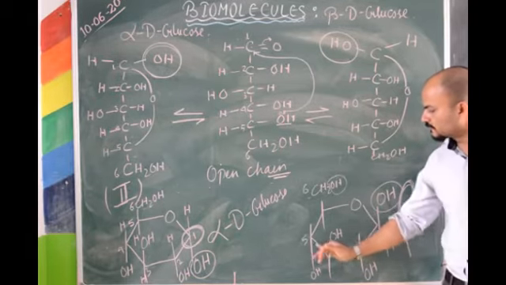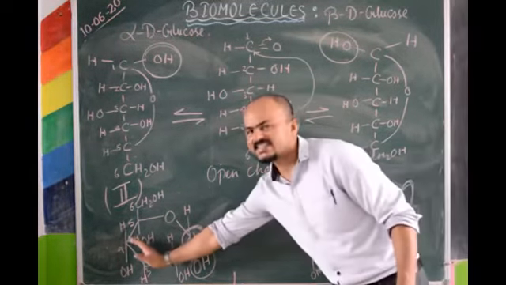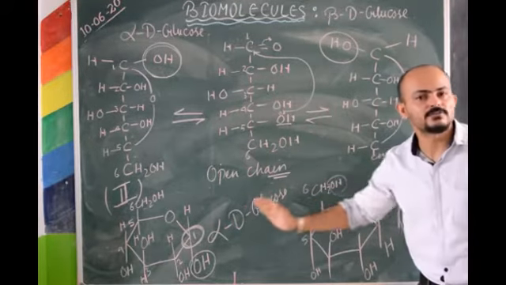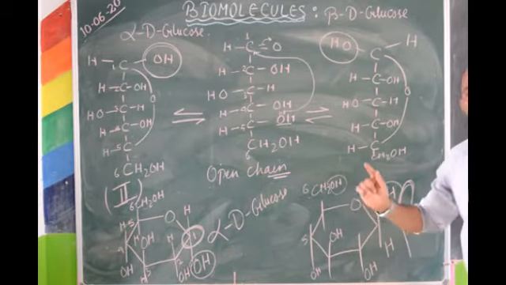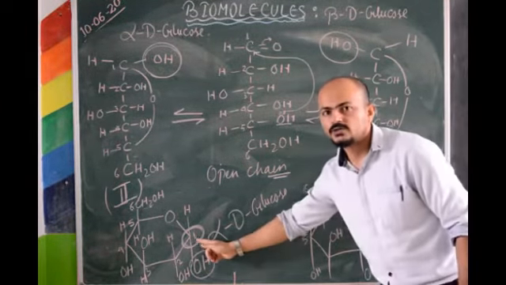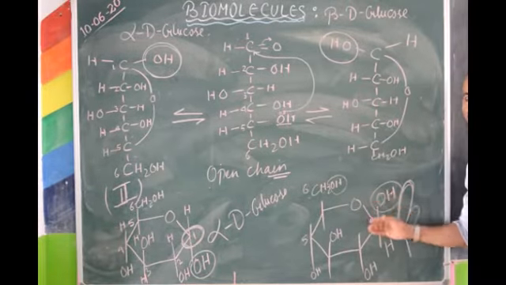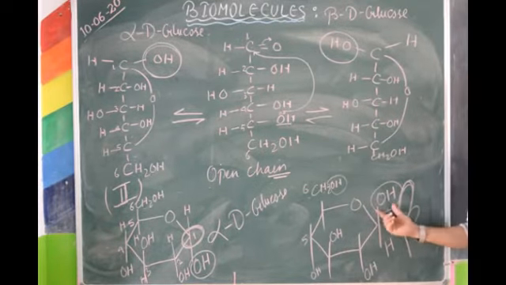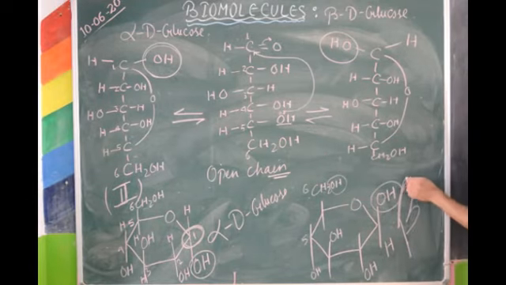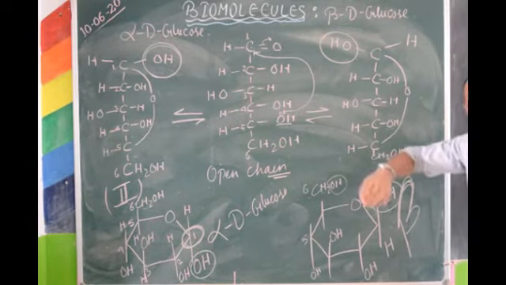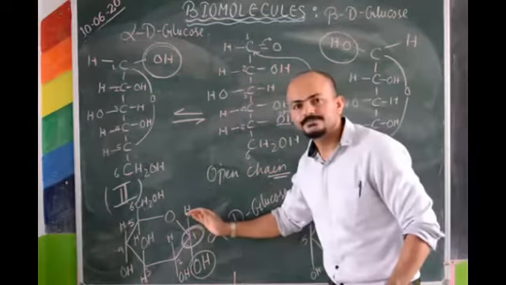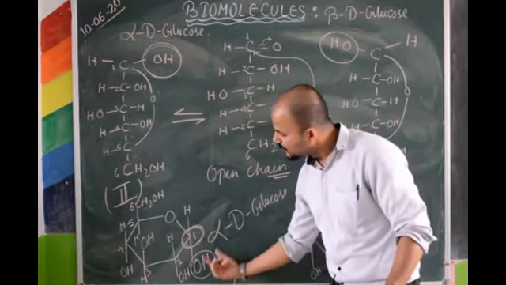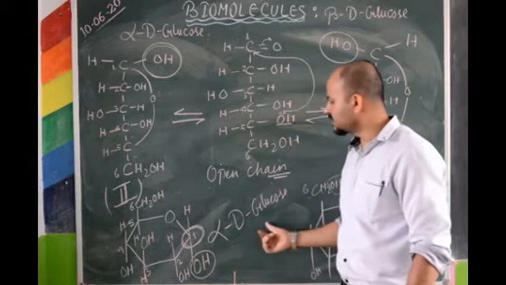So carbon number 2, 3, 4, 5, 6, the configurations are exactly the same in alpha D glucose as well as in beta D glucose. What differs is the arrangement of hydrogen and OH at carbon number 1. Whenever you have the OH group above the ring, while writing beta you have to draw it upward. Whenever the OH group is above the ring, it is beta D glucose. And the other way, when the OH group is below the ring, that is known as alpha D glucose.